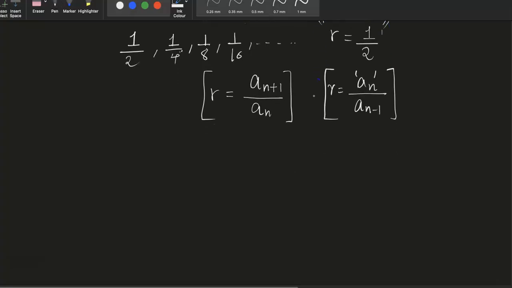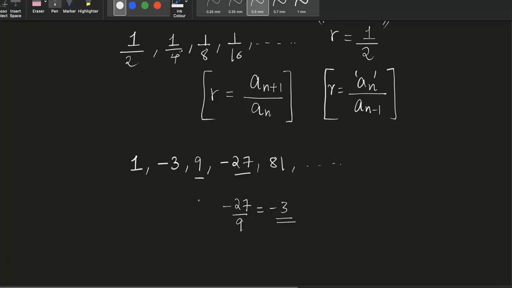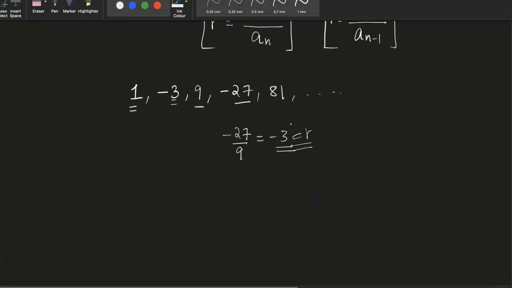Now, there are sequences in which the common ratio is negative. For example, I can have a sequence like this. Can you see this sequence, right? So if I take the consecutive terms here, let's say minus 27 and 9, and if I take the ratio, this is coming out to be negative, minus 3, right? If you take minus 3 and divide it by 1, it is minus 3. So the common ratio here is negative. So the common ratio can be positive as well as negative, right?